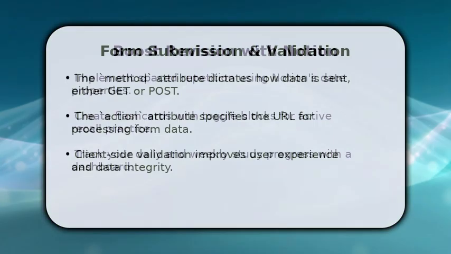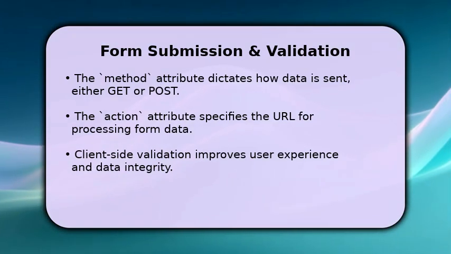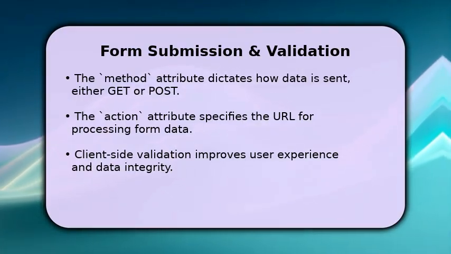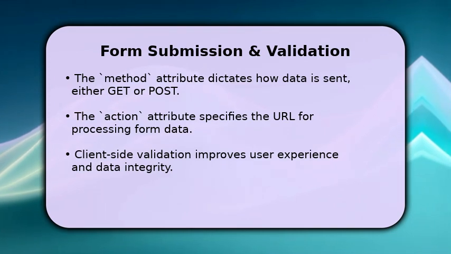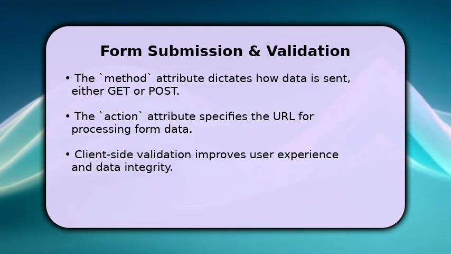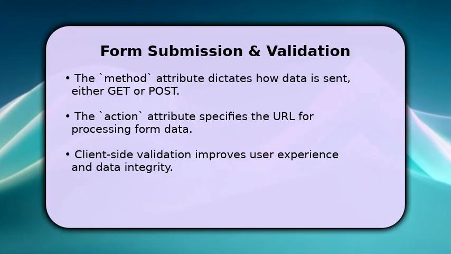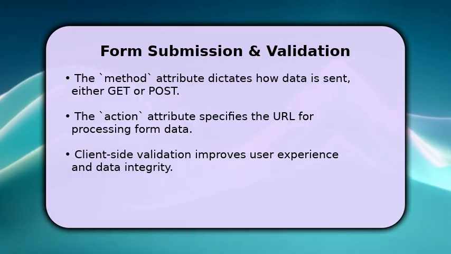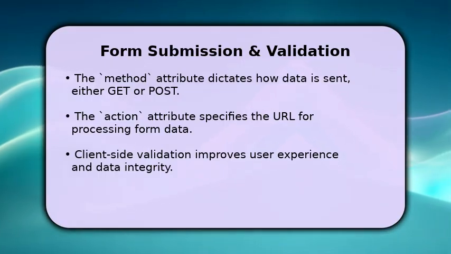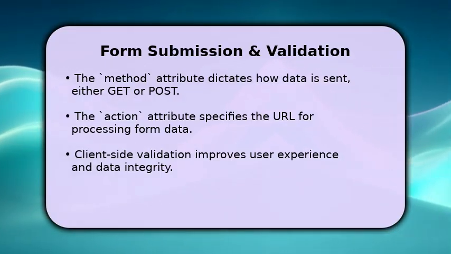Finally, let's discuss form submission and validation. The method attribute, set to either GET or POST, determines how your data travels to the server. GET appends data to the URL, while POST sends it in the request body. The action attribute points to the server-side script that will process the submitted information. Implementing client-side validation, like using the required attribute, enhances user experience and ensures data quality.